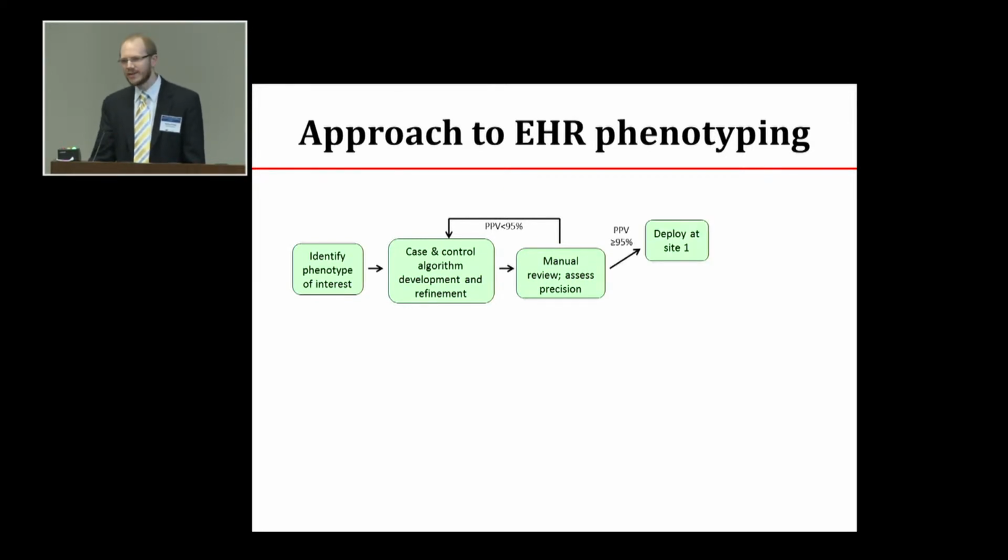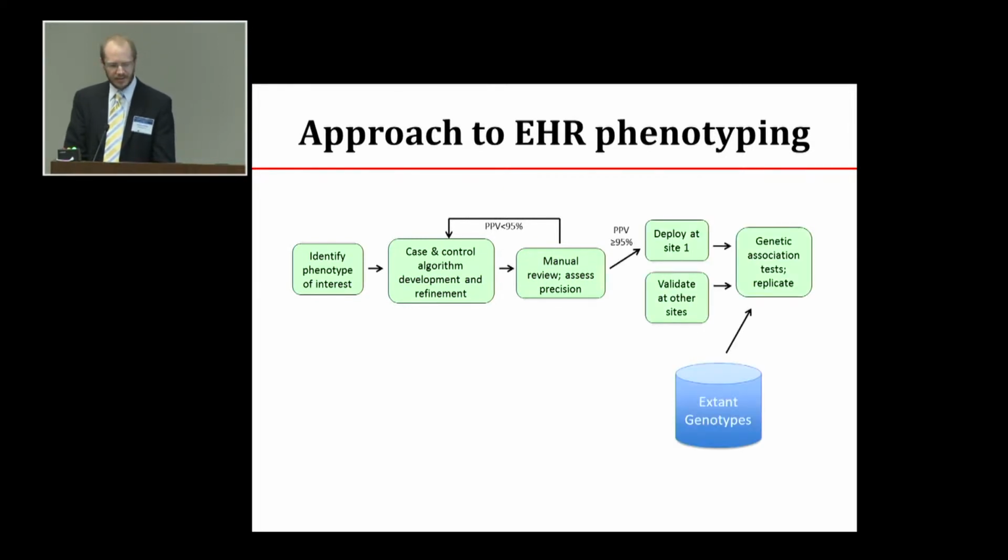And then we deploy at a given site. And then we validate at other sites, and typically there's a little bit of tweaking that happens in that second site and maybe the third site. But then after that, you have a transportable algorithm that can be deployed across 10 sites with good positive predictive value. You can pull in your existing genetic data and then perform your association tests.